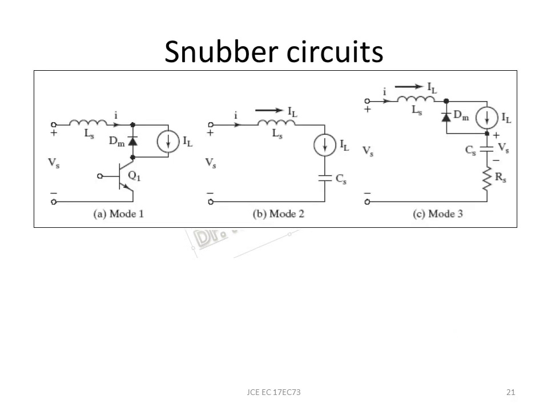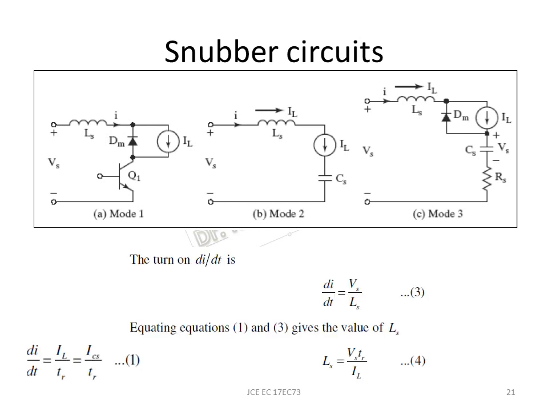So these are the three modes of operation, and I was talking to you about mode 1 operation. In mode 1 operation, the transistor is going to turn on. And we have seen earlier that di by dt is equal to IL by TR, and that is equal to ICS upon TR. I had asked you to remember this equation that we have done.